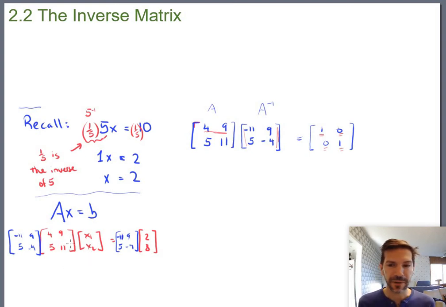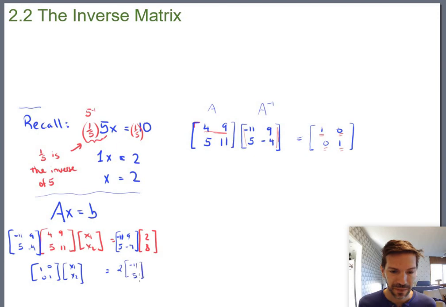Okay, let me point out, since we've already done it, that this multiplication right here turns into the identity. This multiplication right here I need to actually work out, and this time I'll do the adding vectors version of matrix multiplication. It would be 2 of the first column plus 8 of the second column, and I'll finish that out in a second.